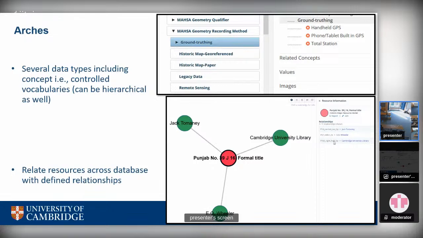And the system is intelligent enough. If you search for total station, it will give you a very specific result. But if you just filter the records for ground truthing, it would also pull in all the child records, which have values for handheld GPS or others, so that you can get a full picture.